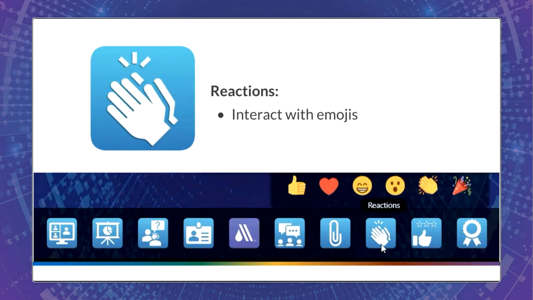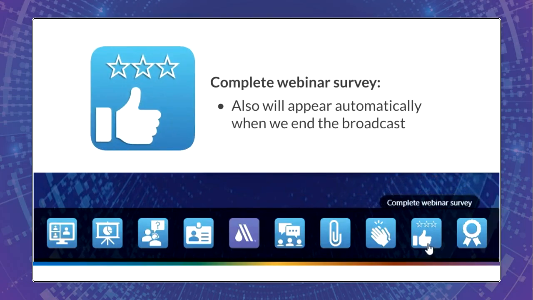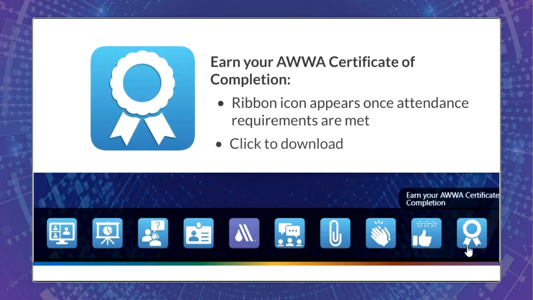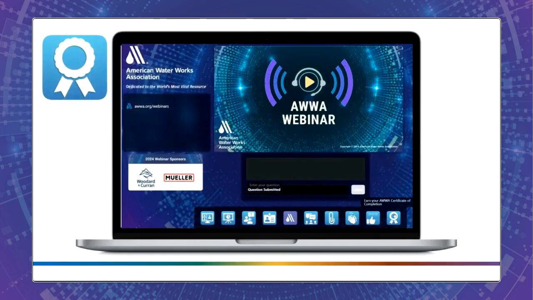Reactions will allow you to share emojis during the live webinar. This thumbs up icon will open up the webinar survey. The survey will also pop up as soon as the webinar concludes. Once you've met the attendance requirements, this ribbon icon will appear, allowing you to download your AWWA Certificate of Completion.